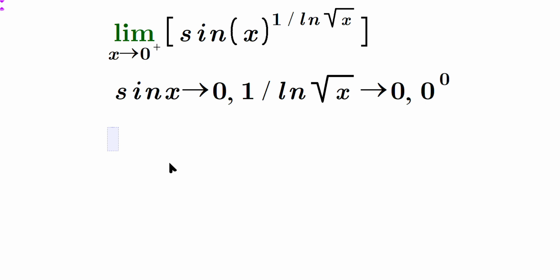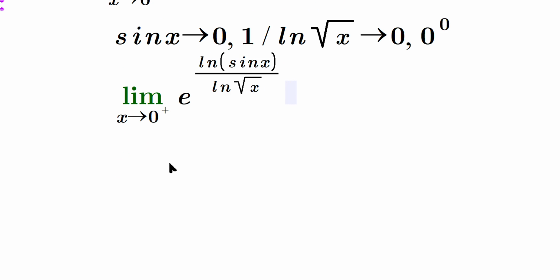Now we apply the basic trick where we can rewrite this as the limit as x approaches 0 from the right side, and rewrite that as e raised to the ln of sine of x, and that 1 over ln the root of x you can just place under here. Now, by a basic property, you can slip the limit into the exponent. You're going to have e raised to the limit as x approaches 0 from the right side of ln of sine of x, and this whole thing will be divided by ln the root of x.